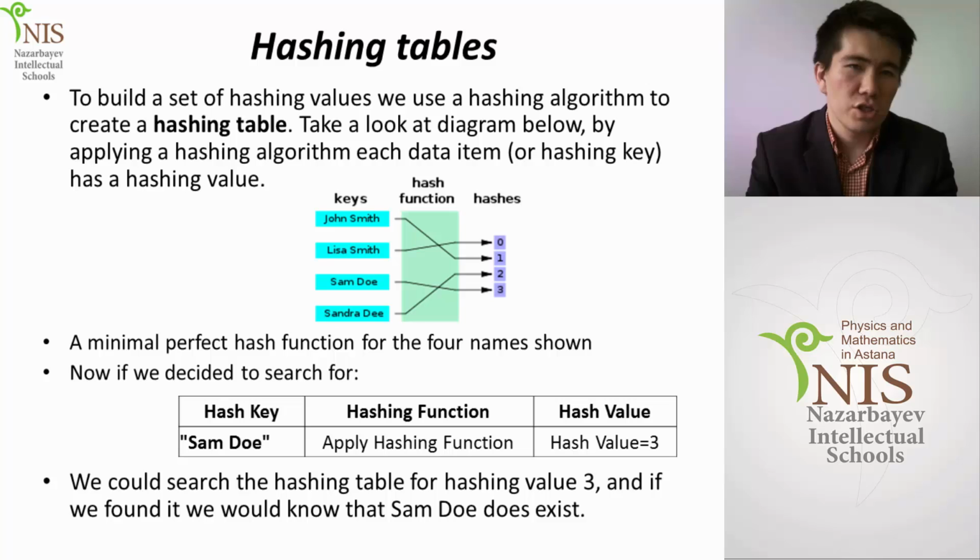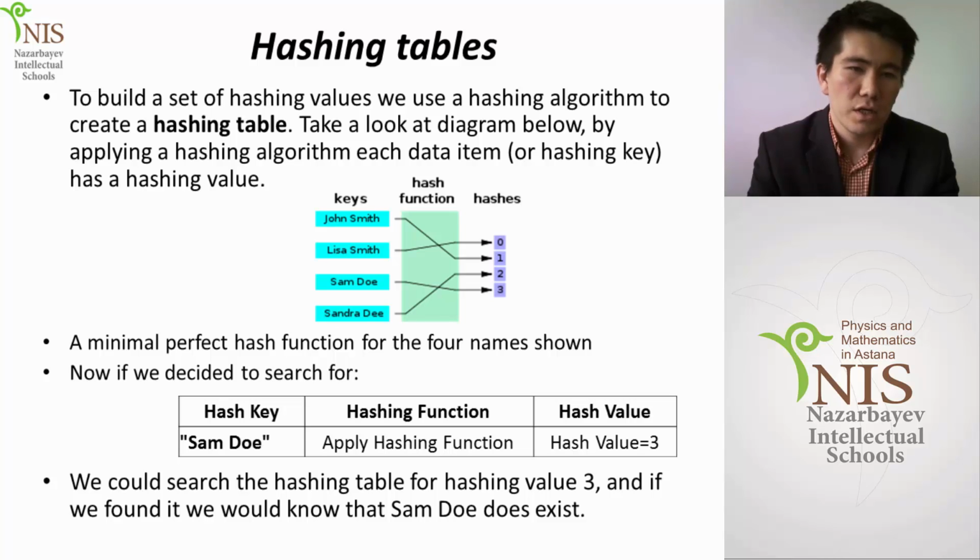By applying a hashing algorithm, each data item or hashing key has a hashing value. As you can see here, we have a hash key and also a hash function. So hash key, this is the hash function, and we have the hash value. How can we figure out this hashing value, and how can we use the hash function? This is a minimal perfect hash function for the 4 names shown.